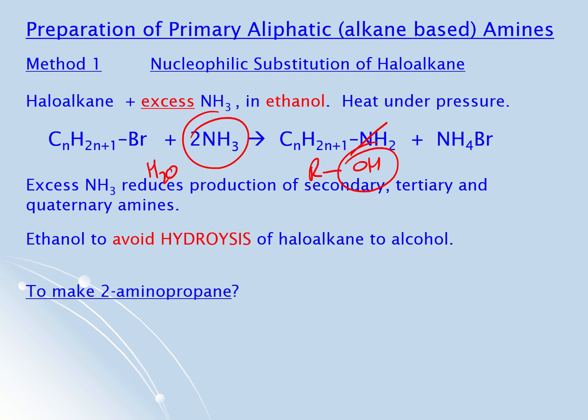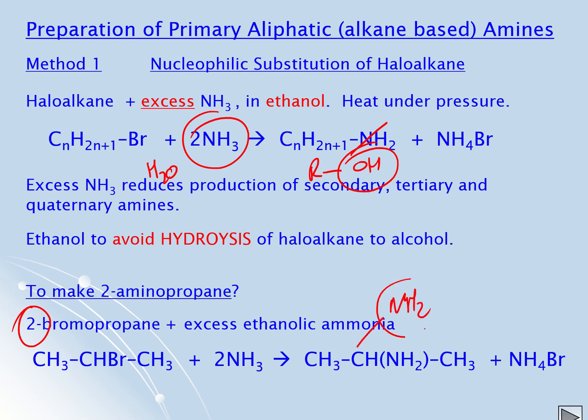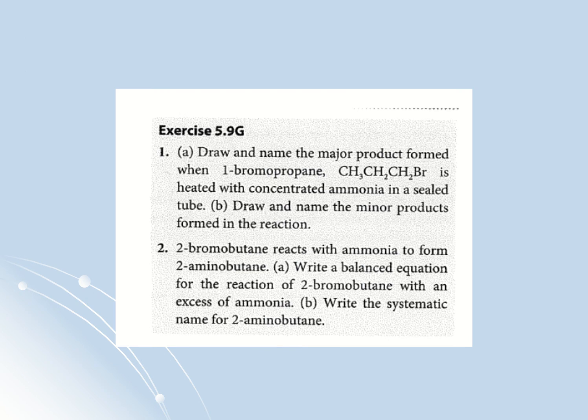So just pause the video briefly there and tell me what compound would you start off with if you wanted to make 2-amino propane or propan-2-amine. Okay, so yes, you would use a bromo compound, but you've got to make it specific that you use the bromo with the Br on position number 2, and use excess ethanolic ammonia, and there's your equation, remembering that your NH2 group is on the middle this time. So there's 5.9G. We'd like you to have a go at 5.9G, guys. You can either pause the video or you can go to your textbook and do it.